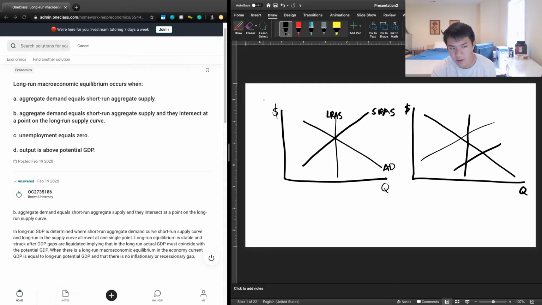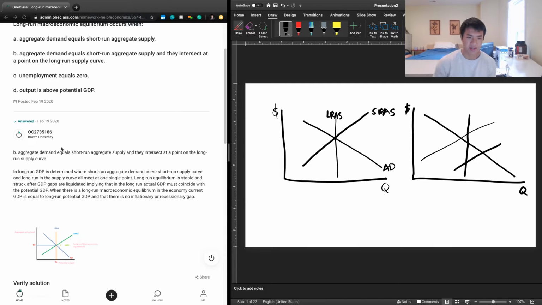So keeping all that in mind, we can go back to our answer choices, and it becomes clear that answer choice B is going to be the best answer choice for our needs. It says aggregate demand equals short-run aggregate supply, and they intersect at a point on the long-run aggregate supply curve. And so again, our short-run equilibrium is the intersection of aggregate demand and short-run aggregate supply, and then our long-run equilibrium is going to be the straight line, and if they both coincide, then we have what is known as the long-run macroeconomic equilibrium.